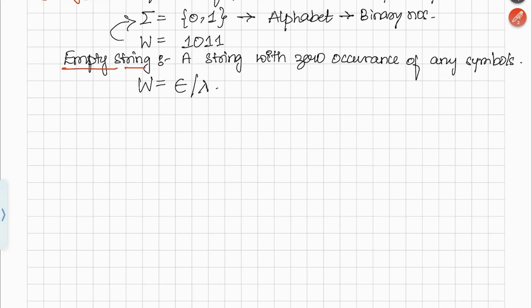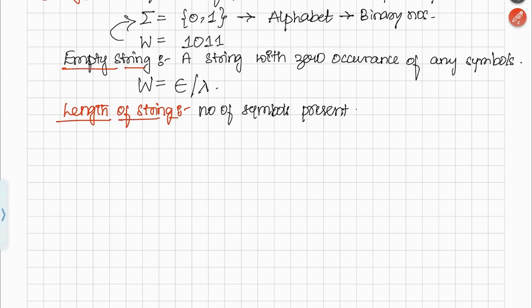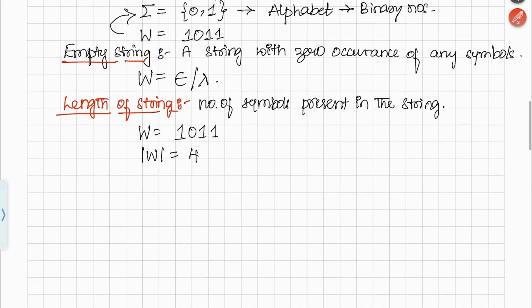Okay. Next we have something called length of string. By definition, length means the number of positions for a symbol in the string. We can also say the number of symbols present in the string is called the length of the string. Let me take the same example which I specified here, 1011. How many characters are there here? 4 characters, right? 1, 2, 3, 4. So I can say that the length of this particular string is 4 units.